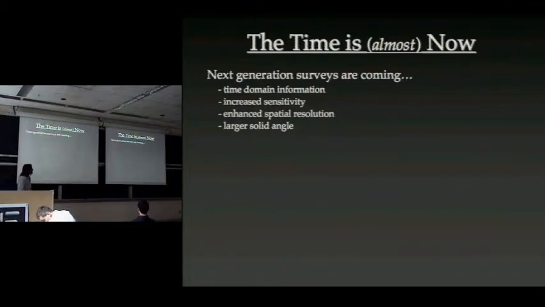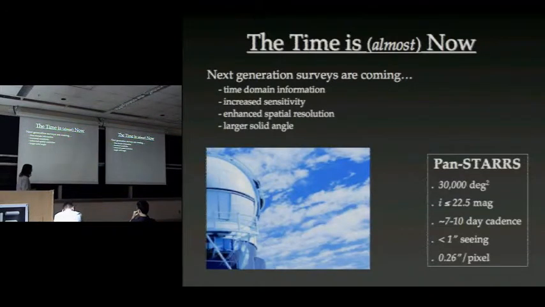Okay, so I'll start off by saying the time is almost now. As we all know, the next generation surveys are coming, and they have lots of great features. For example, the most prominent one is time domain information, which is essential when looking for lensed supernovae. They also have the usual advances like increased sensitivity, enhanced spatial resolution, and larger solid angle.